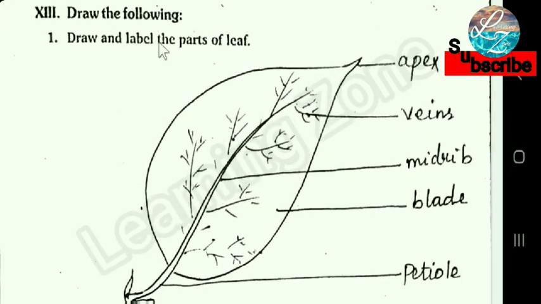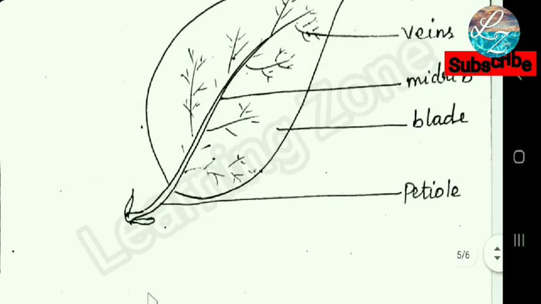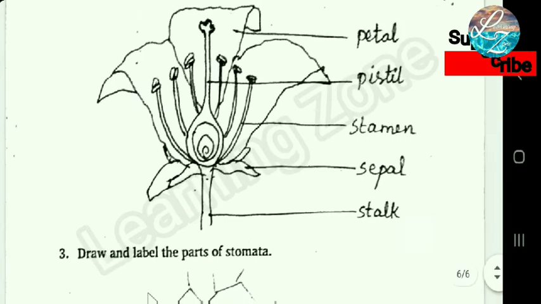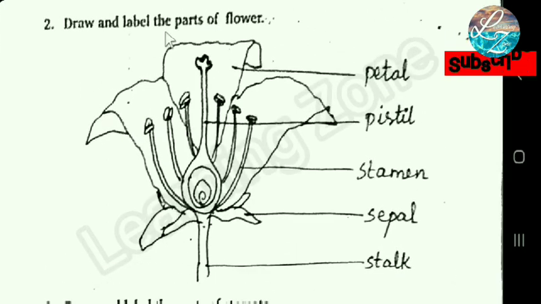Draw the following. Draw and label the parts of a leaf. Draw this leaf. The parts of the leaf are apex, veins, midrib, blade and petiole. Draw and label the parts of flower. Draw this flower. The parts of the flower are stalk, sepal, petal, stamen and pistil.